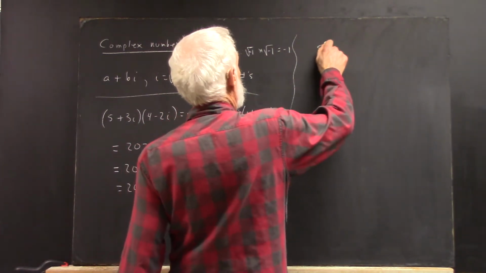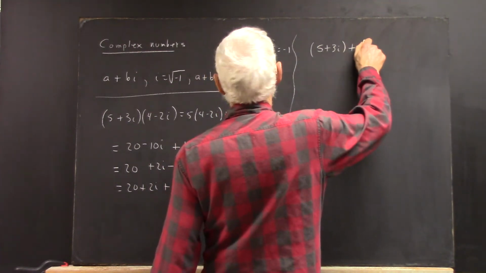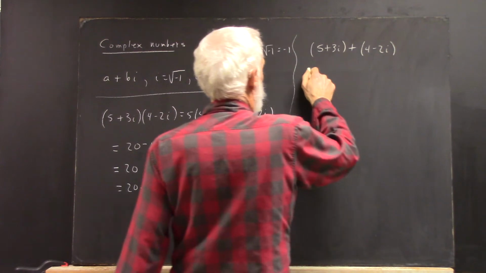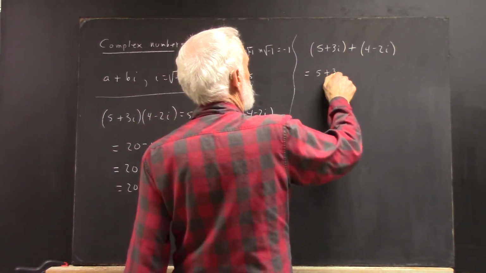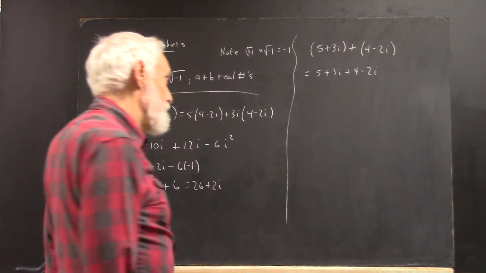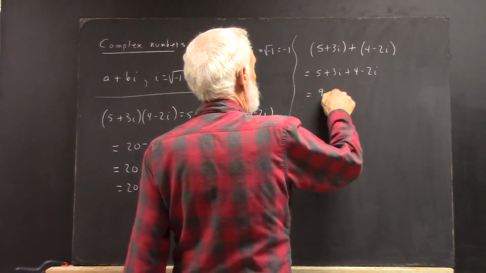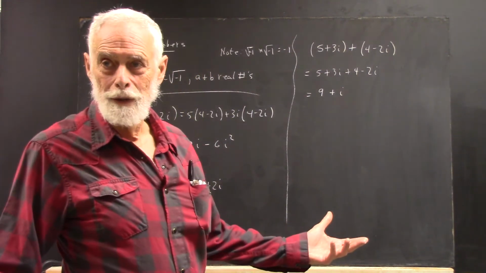Let's take the same numbers, 5 plus 3i, added to 4 minus 2i, is, well, it's 5 plus 3i plus 4 minus 2i, which is 9 plus 1i. Any mystery there?